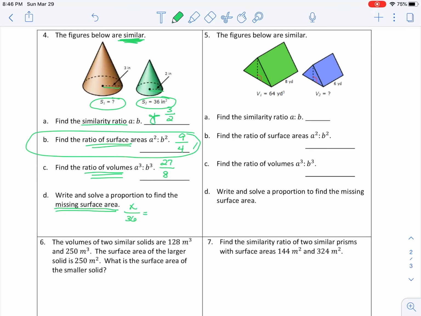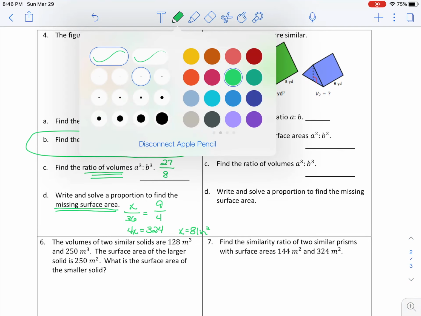Number I don't know over 36 is going to have to be this ratio of surface areas of 9 to 4. And by now we should be semi-decent at solving proportions. I'm going to cross multiply, and I get 324. And when I divide by 4, I get 81. So 81 square inches is that missing surface area.